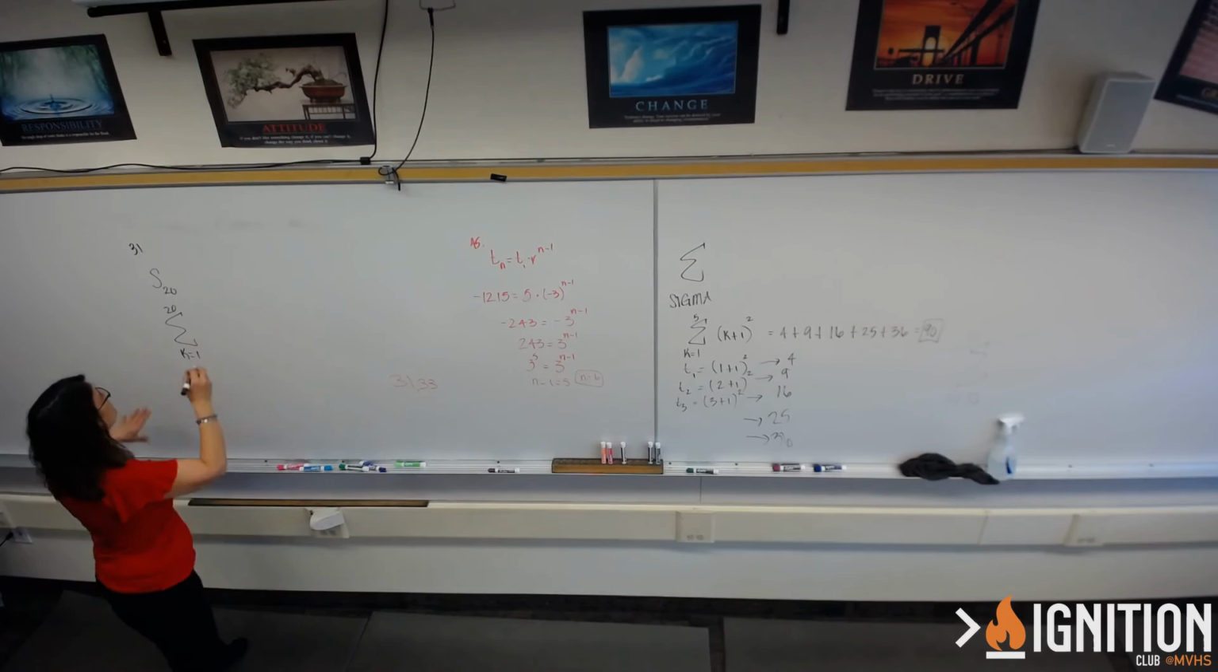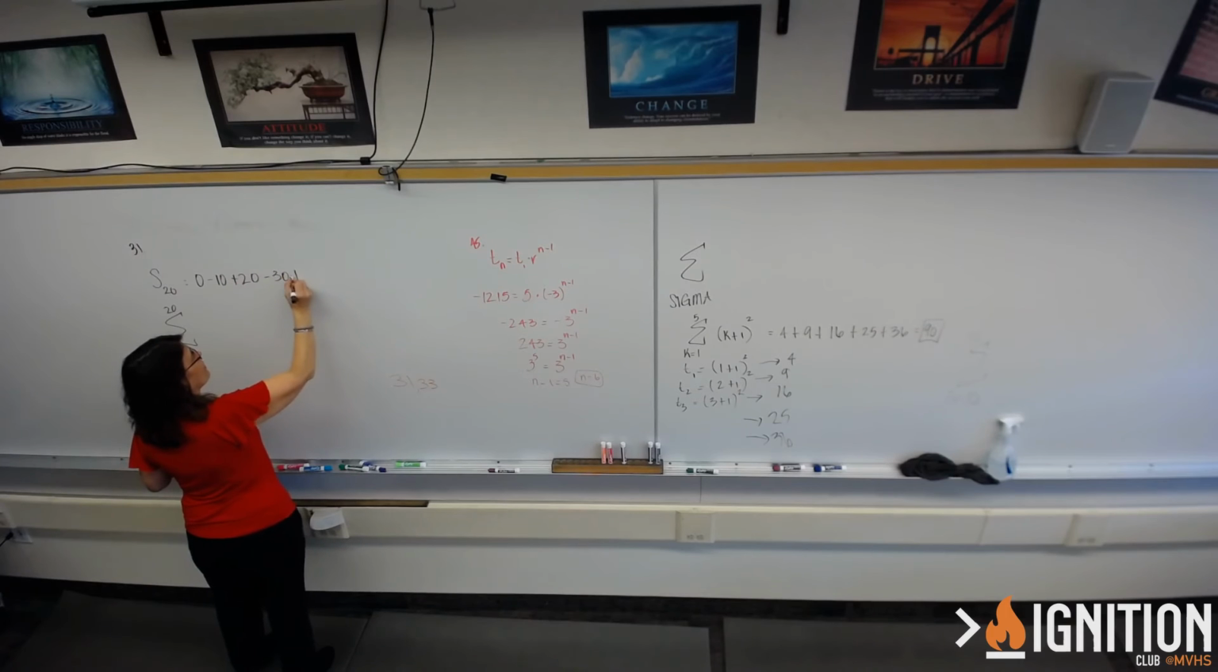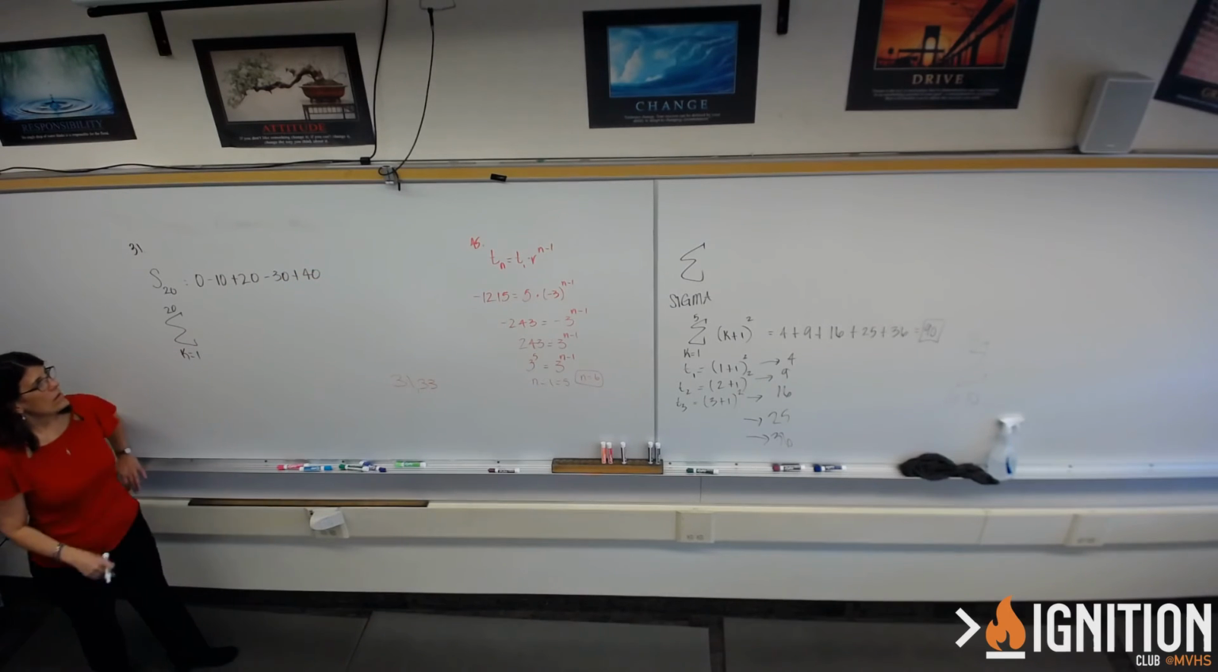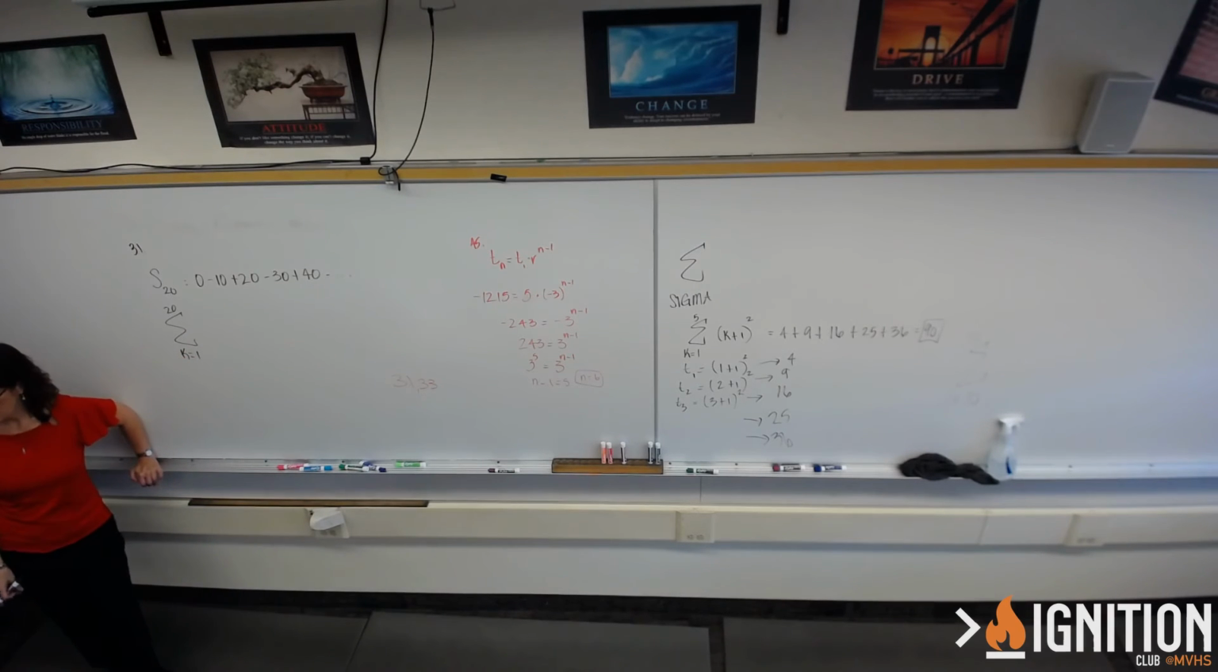Zero, negative 10, blah, blah, blah. Alternating terms. Alternating terms, what do you always do for alternating terms? Positive, negative, positive, negative, positive, negative. Anybody know? What do you do for alternating terms? Positive, negative, positive, negative. Multiply by negative.